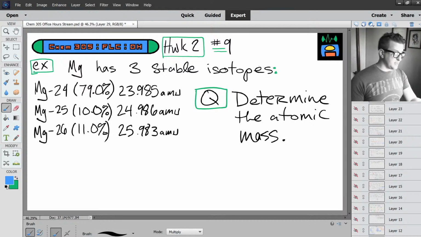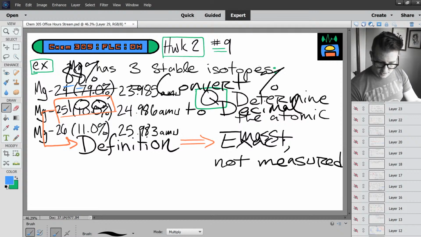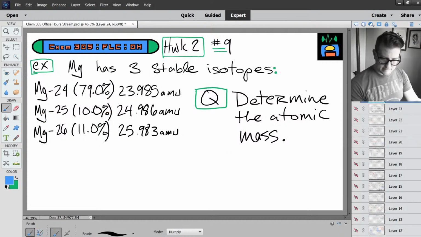So here's a problem that is the same type of problem, just with different numbers. Here we will be doing it with magnesium, which for whatever reason has been a popular element today. So magnesium has 3 stable isotopes. There's magnesium 24, whose percent abundance is 79.0, and whose atomic mass is 23.985. We have magnesium 25, whose percent abundance is 10%.